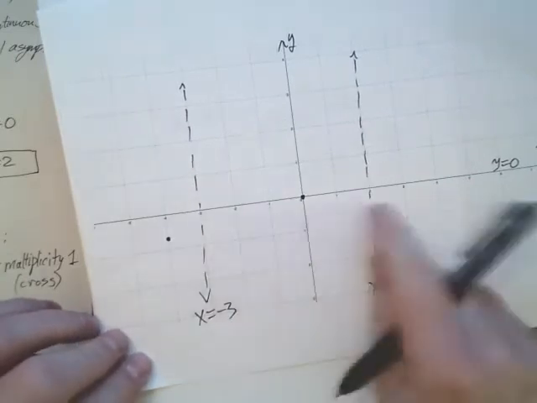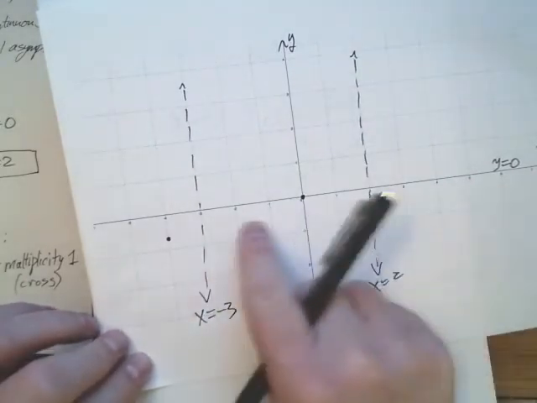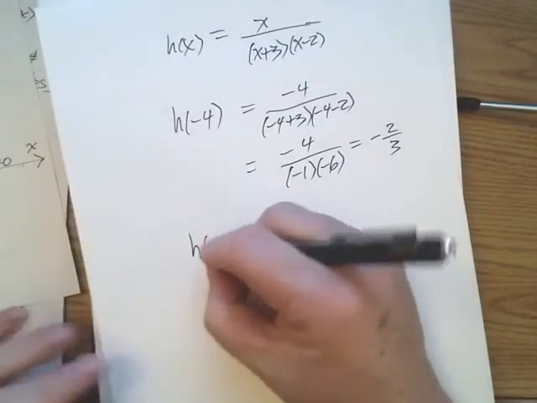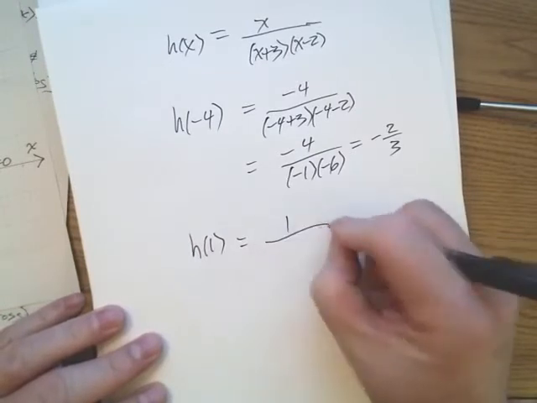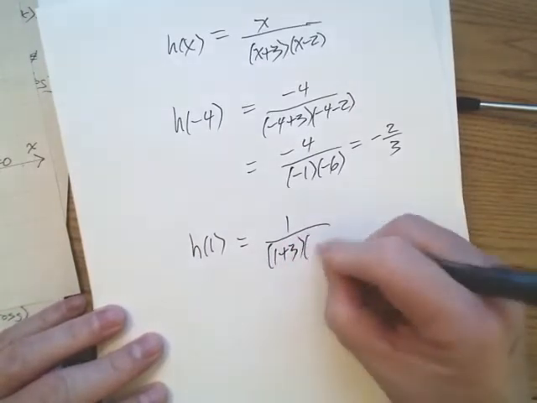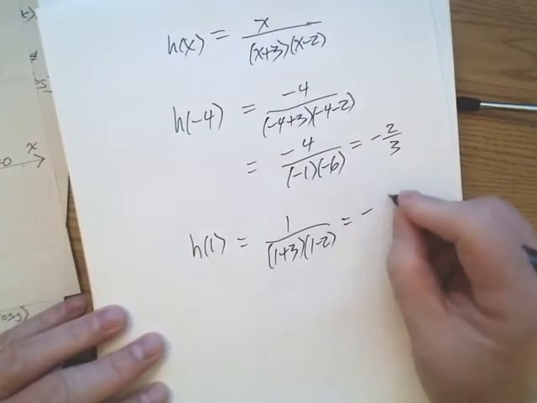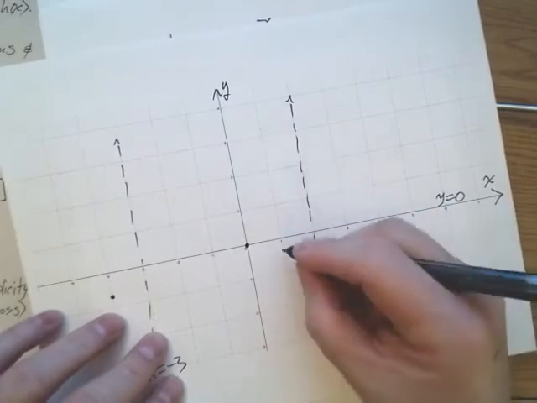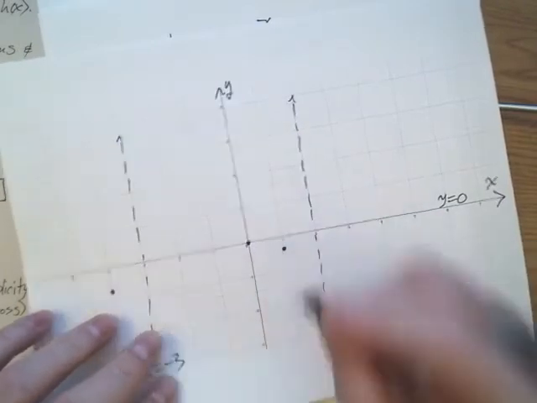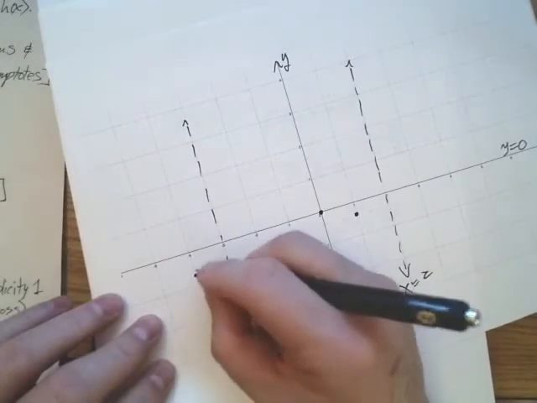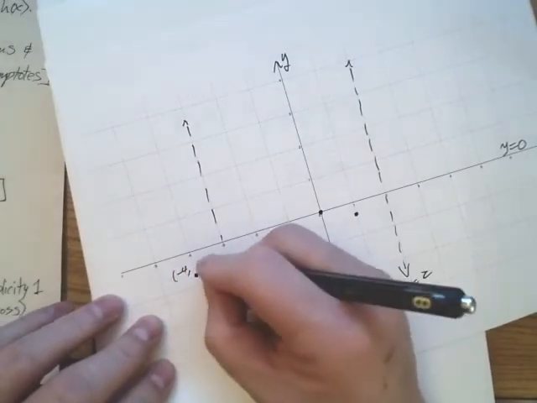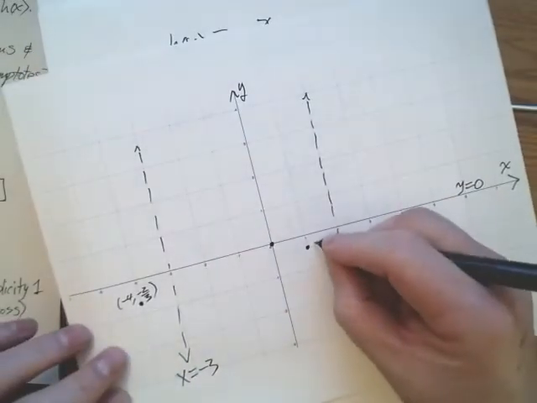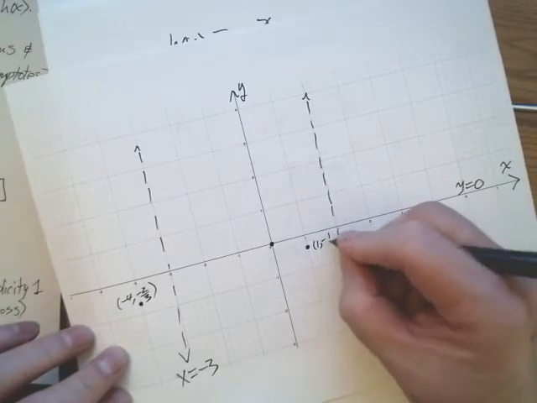Now, it doesn't matter where we do it. Let's take some point between -3 and 2. Let's take 1. What would h of 1 be? That'd be 1 over 1 plus 3, 1 minus 2. That looks like -1/4. So this would be something like that. We could label these, if you want. -4 comma -2/3. And this would be 1 comma -1/4.